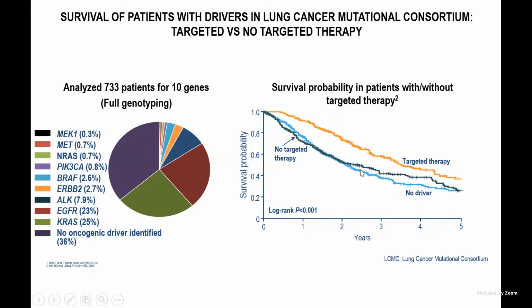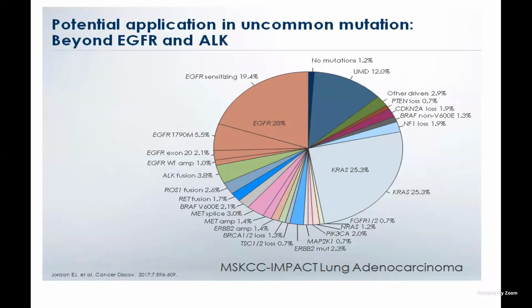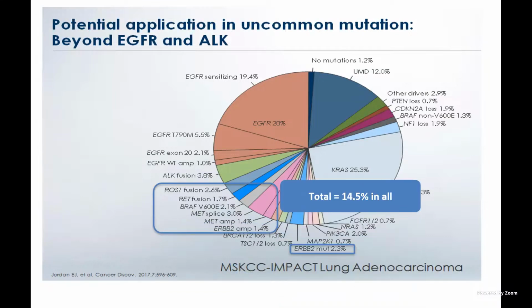So we can see there is a good prognostic separation of the curves when the patients were put on targeted therapy or when they were not. And the consortium demonstrated that the best outcomes were seen in the patients with identified drivers who were placed on targeted therapy, with a 3.5-year median survival. But there is also potential application in the uncommon mutations beyond EGFR and ALK, like ROS, RET, BRAF, HER2. And in all, they make up around 15%.